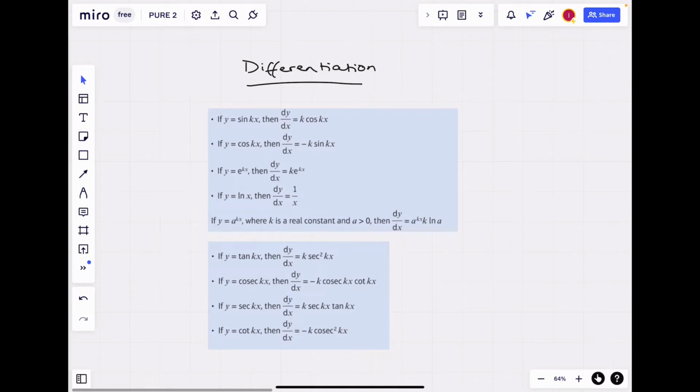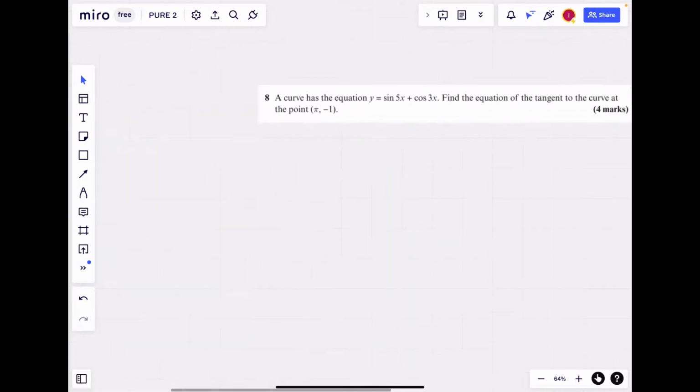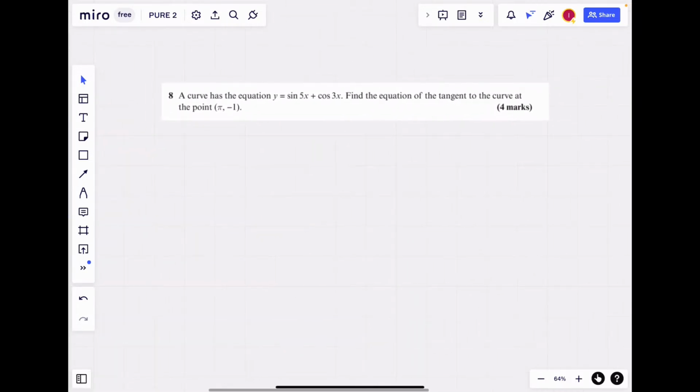So on the board, I have put up all the rules that you need to know involving trig and involving exponentials and logs. So for now, I just want you to have those down in your book. So take a minute, write it all down, and then we'll tackle a few questions. This is the first question that I want you to try. Give it a shot, see how it goes.